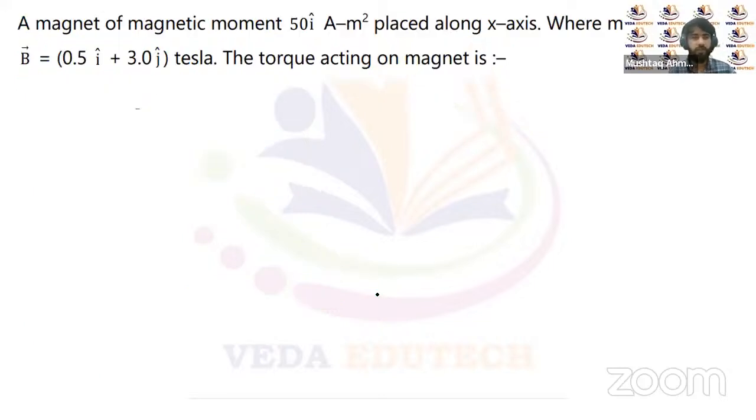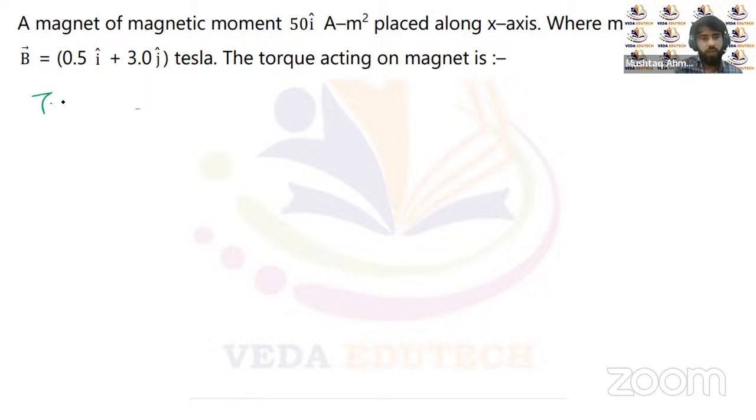Let's discuss this previous year question. A magnet of magnetic moment 50 ampere meter square is given, and it's along the positive x-axis, where the magnetic field is given as 0.5 i cap plus 3 j cap Tesla. We have to find the torque on the magnet.